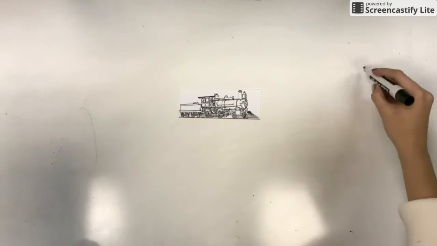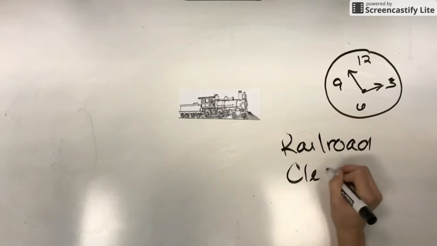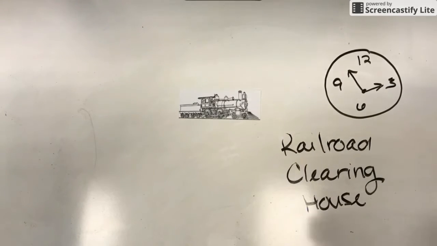The Railroad Clearinghouse set one time for all railways so that people could travel at the same time, or the right time, in the distance they wanted and when they wanted to be there.